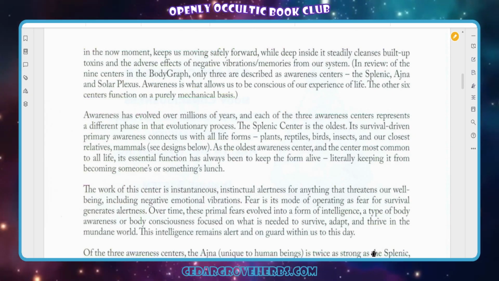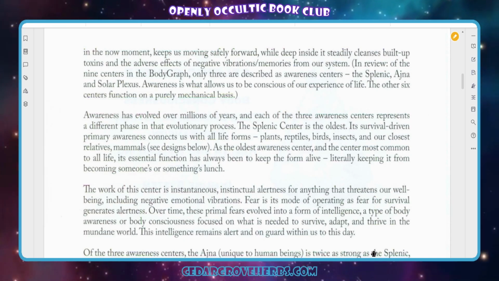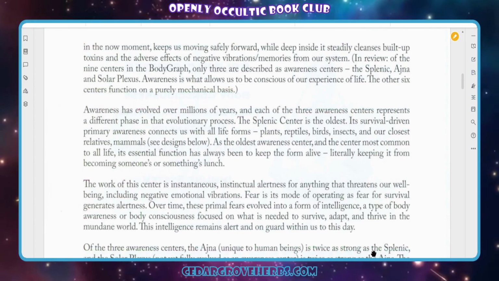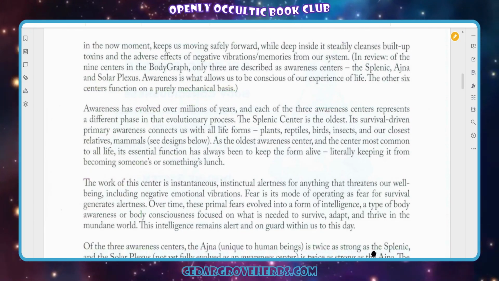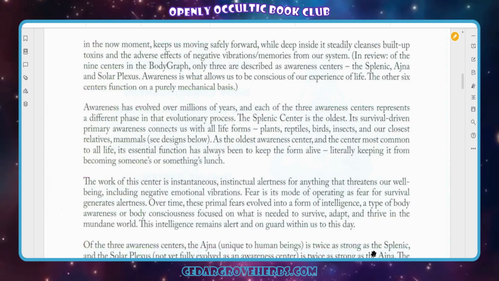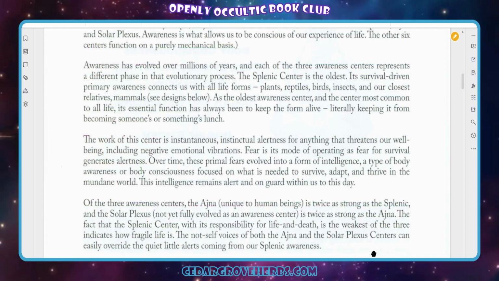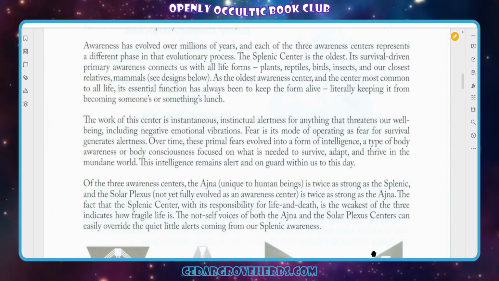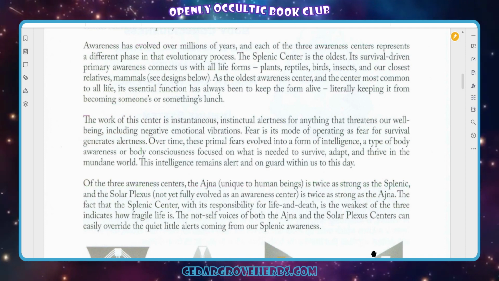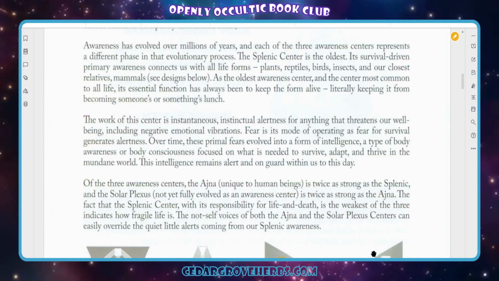Its survival driven primary awareness connects us with all life forms: plants, reptiles, birds, insects, and our closest relatives, mammals. See designs below. As the oldest awareness center and the center most common to all life, its essential function has always been to keep the form alive, literally keeping it from becoming someone's or something's lunch. The work of this center is instantaneous, instinctual alertness for anything that threatens our well being, including negative emotional vibrations. Wow. Fear is its mode of operating, as fear for survival generates alertness.